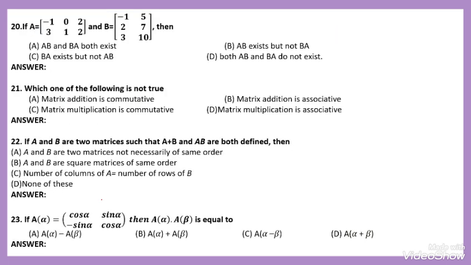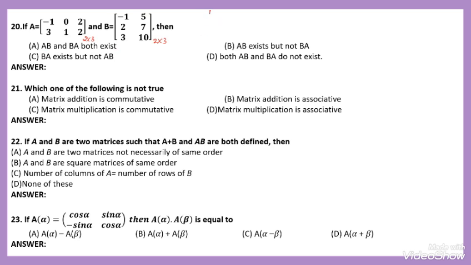Next, question 20. If A is the matrix containing the elements minus 1, 0, 2, 3, 1, 2 and the matrix B contains the elements minus 1, 5, 2, 7, 3, 10. Here A has 2 rows and 3 columns, so the order of A is 2 cross 3. B has 3 rows and 2 columns. Now, do AB and BA both exist?